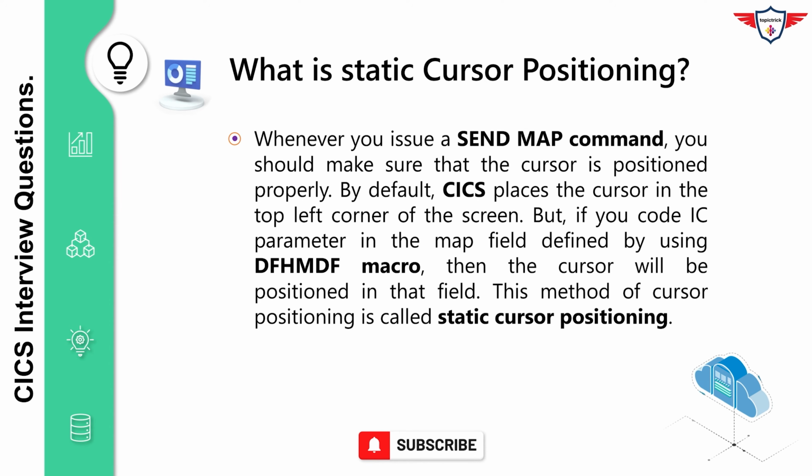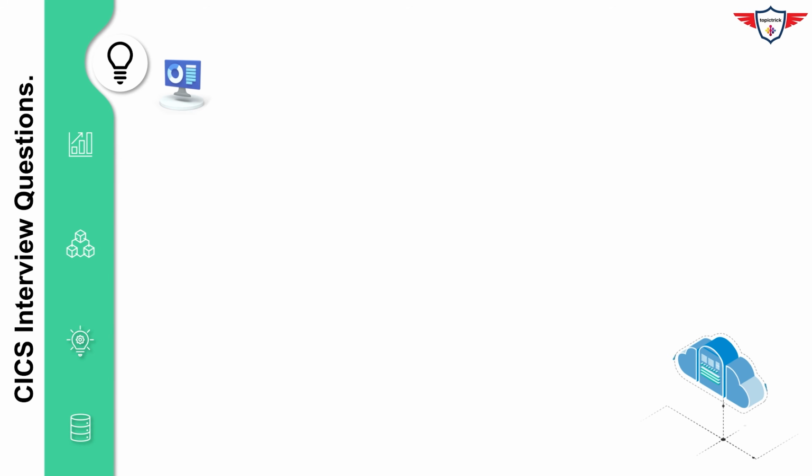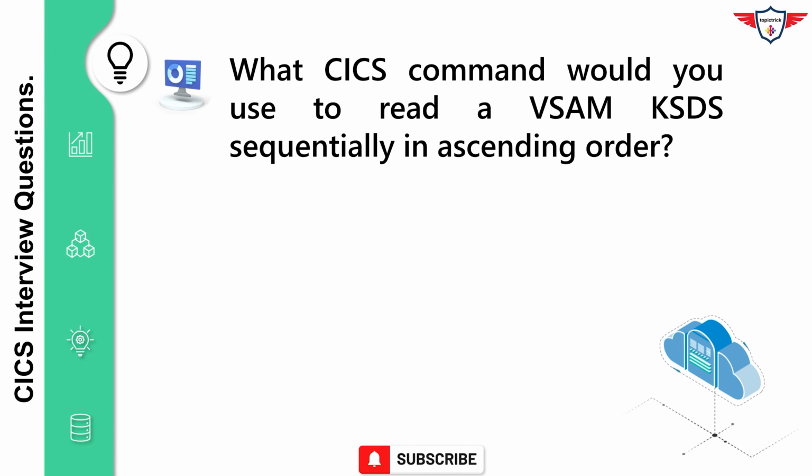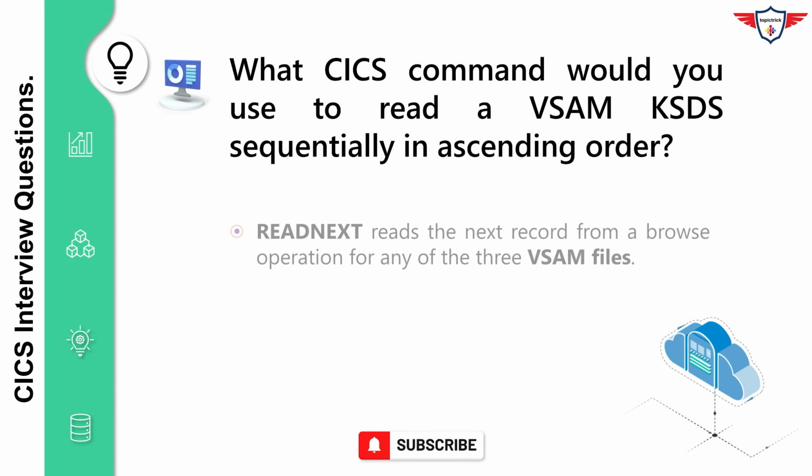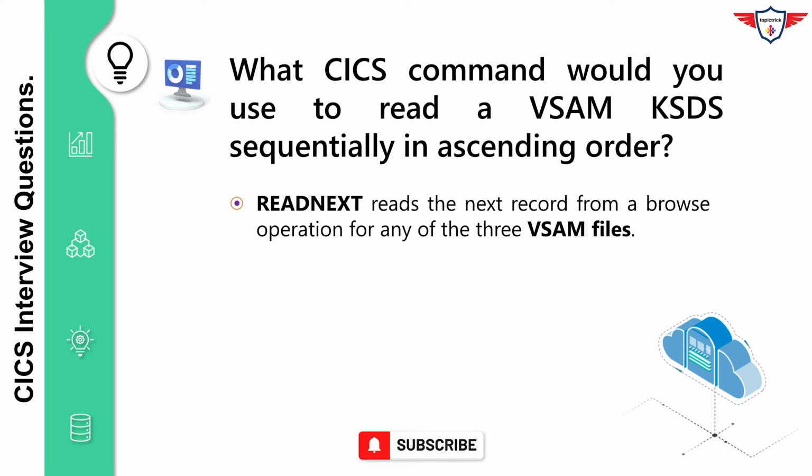Remember, if you specify IC for more than one map field, CICS positions the cursor in the last one on the screen. What CICS command would you use to read a VSAM KSDS sequentially in ascending order? The read next command reads the next record from a browse operation for any of the 3 VSAM files.